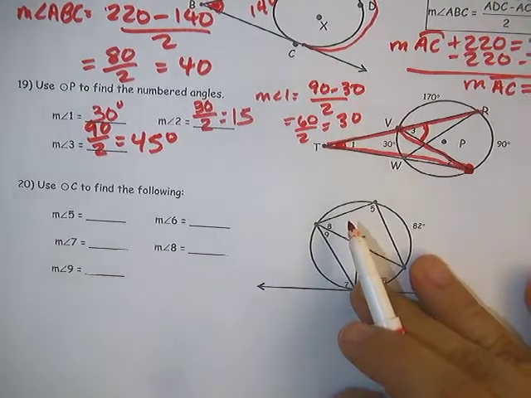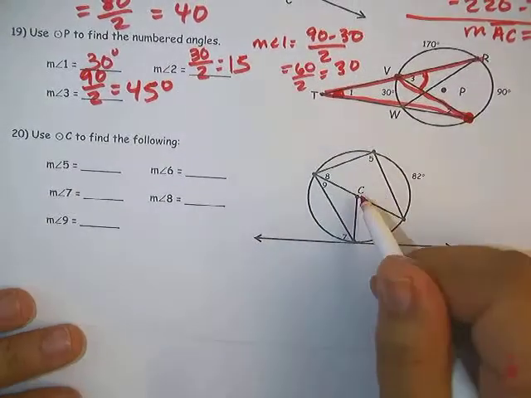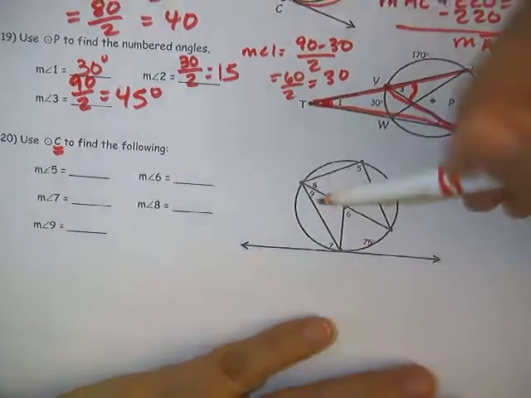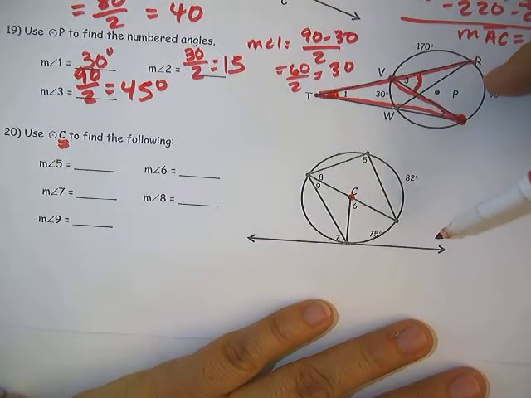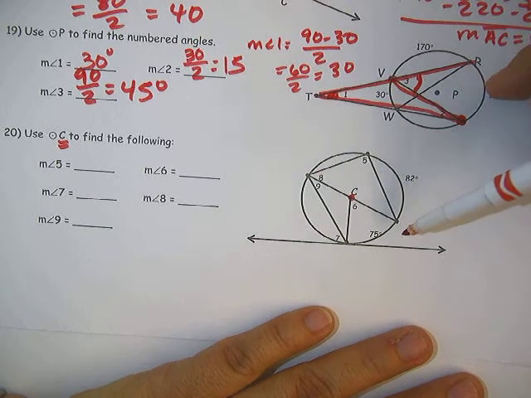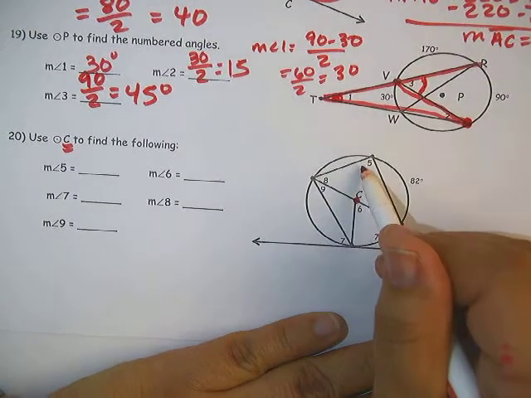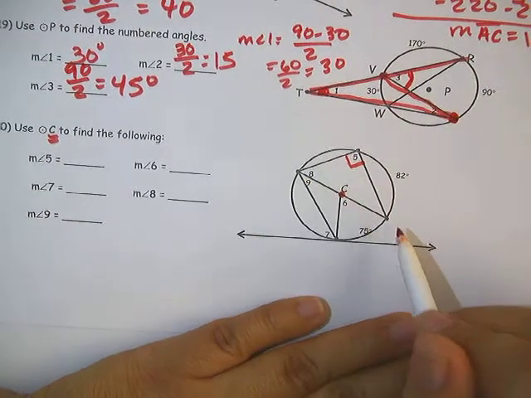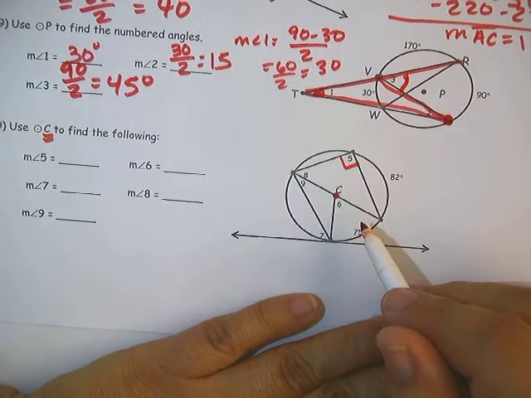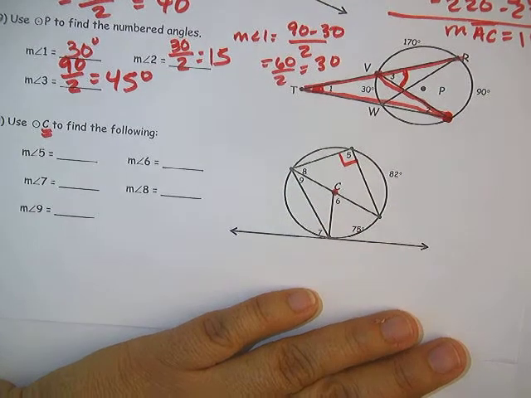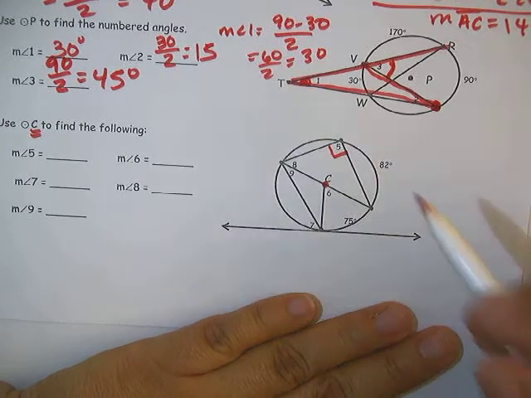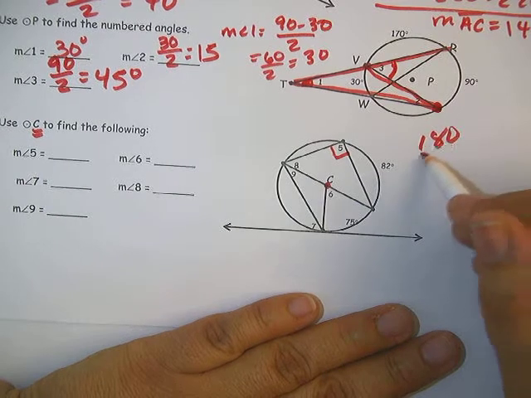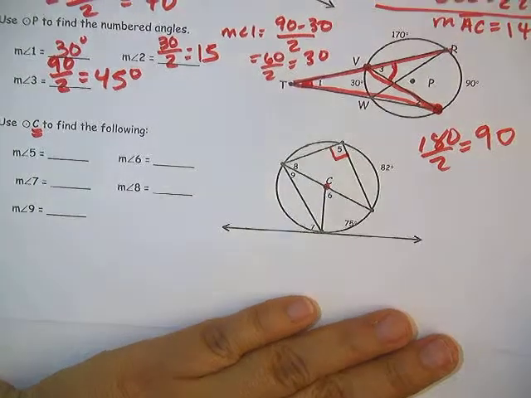Now they tell us to use circle C to find the following. Now it's important to know that the C here is always at the center of the circle. Since I have a chord that is going through the center, this chord is a diameter. So if that's a diameter, this is a right angle. Why is that always true? Well, a diameter cuts a circle in half where both arcs are the same length, the same size. And for a circle that's 360 degrees, that's 180. So if I use the rule that I used on problem 3, I would go, 180 divided by 2, which will always be 90.